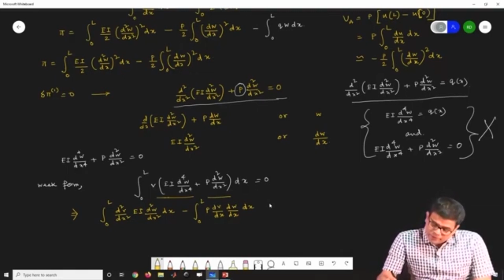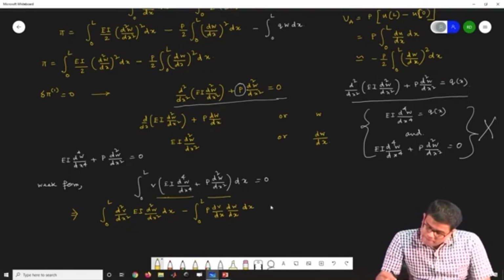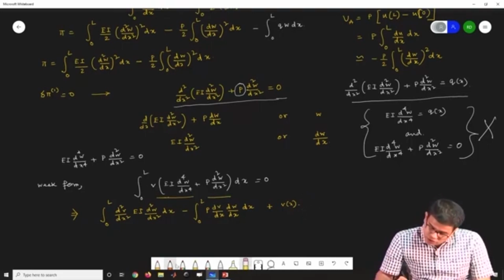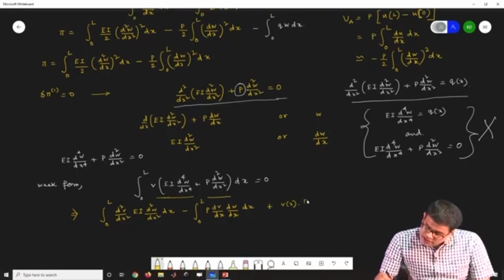So the first boundary term will be plus v of x into d/dx of EI d2w dx2, or since I have taken EI constant, you can directly write EI d cube w by dx cube.